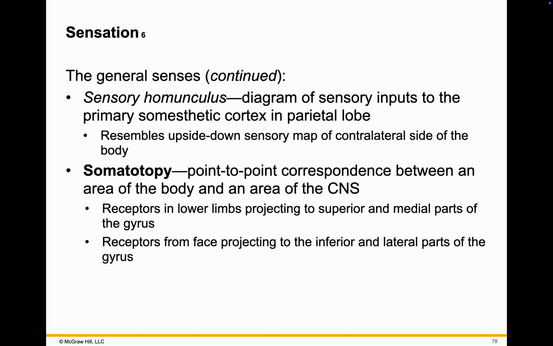The sensory homunculus is a diagram of sensory inputs to the primary somatosensory cortex of the parietal lobe. It sort of resembles an upside down caricature of the contralateral side of the body, with the size of the different regions of the body being determined by the number of inputs that come from there. Somatotopy is a point-to-point correspondence between a region of the body and an area within the central nervous system. So the receptors in lower limbs project to the superior and medial parts of the gyrus. And that's how we know where the information is coming from.